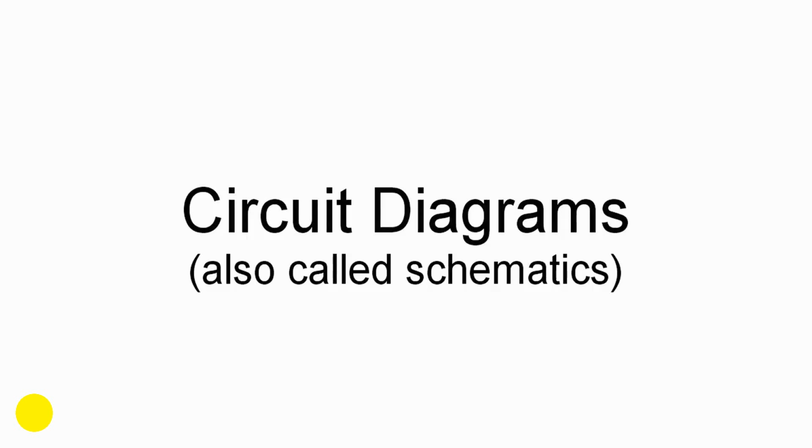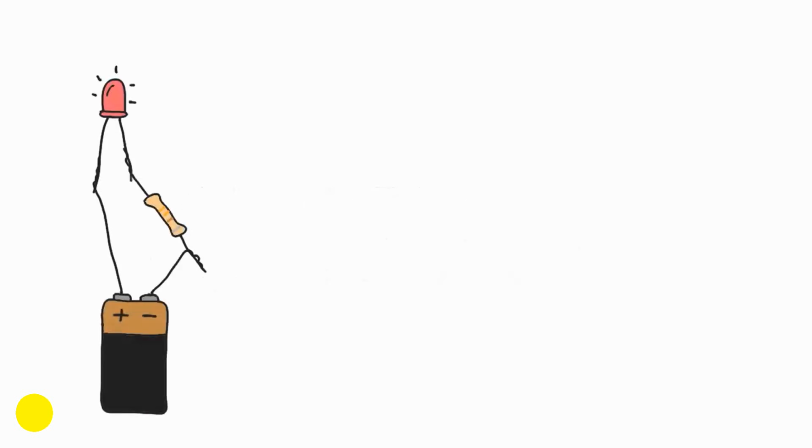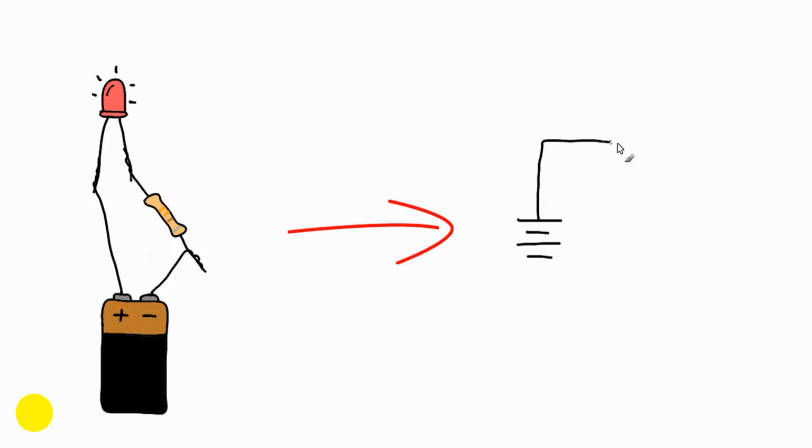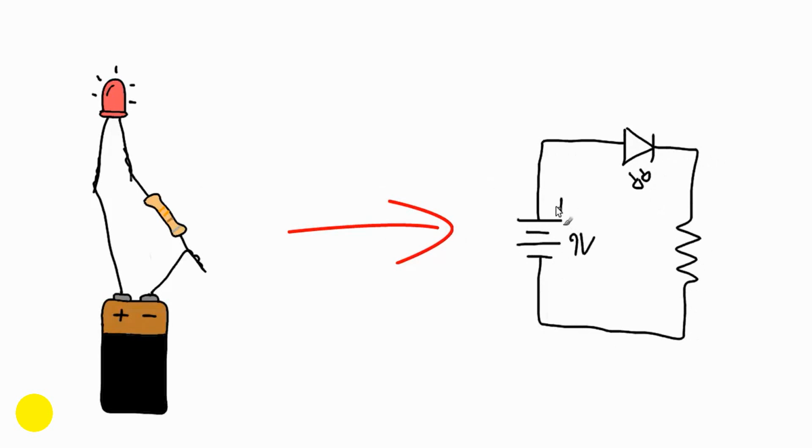So, what is a circuit diagram? Let's look at an example. Here we have a circuit with a battery, an LED, and a resistor. And I've drawn this out the way it looks in real life. With a circuit diagram, this would look like this. Here you have the same circuit as on the left, just drawn out as a circuit diagram.